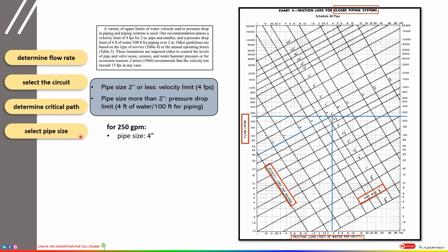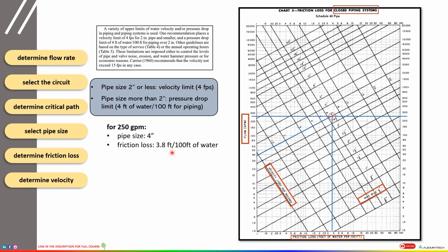All right. So we have determined the flow rate, we have selected the circuit, we have determined the critical path, and we have also selected the pipe size for 250 GPM flow in the primary circuit. What's the next step? To determine the friction loss. Corresponding to this value, we already have the value of friction loss, which is slightly lesser than 4. So we can say the friction loss that we're selecting is 3.8 feet for every 100 feet of water piping.